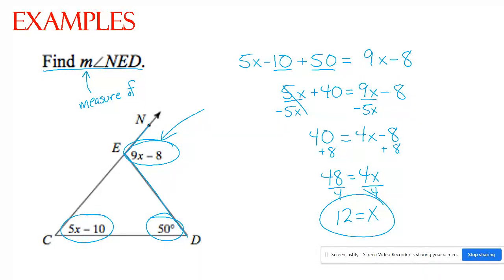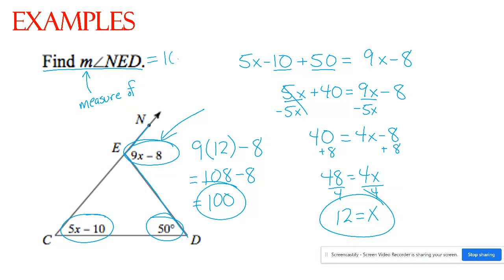So my final step is to take my value of x, plug it in. So 9x minus 8 becomes 9 times 12 minus 8. And then I will work that out. 9 times 12 is 108. 108 minus 8 is 100. So measure of angle NED is 100 degrees. That is my final answer. And again, don't hesitate to plug stuff in to check your answers and make sure that it all works. That is correct, 100 degrees.